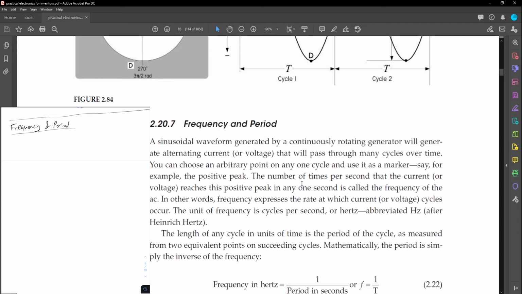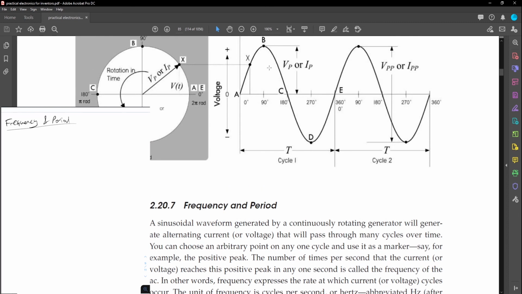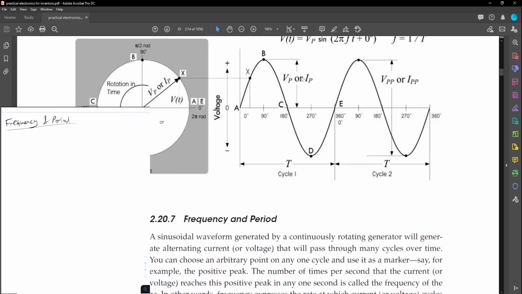So obviously these things aren't the same. I wonder why they grouped it together. Let's just do this on a new page. Okay, so a sinusoidal again. A sine wave generated by a continuously rotating generator will generate an alternating current or voltage that will pass through many cycles over time. You can choose an arbitrary point on any one cycle and use it as a marker. Say, for example, the positive peak. Positive peak meaning here. Oh, okay, this is voltage peak or current peak.